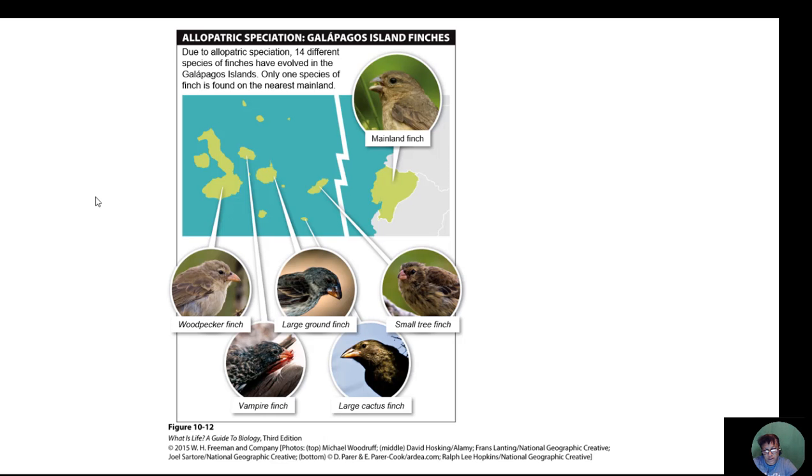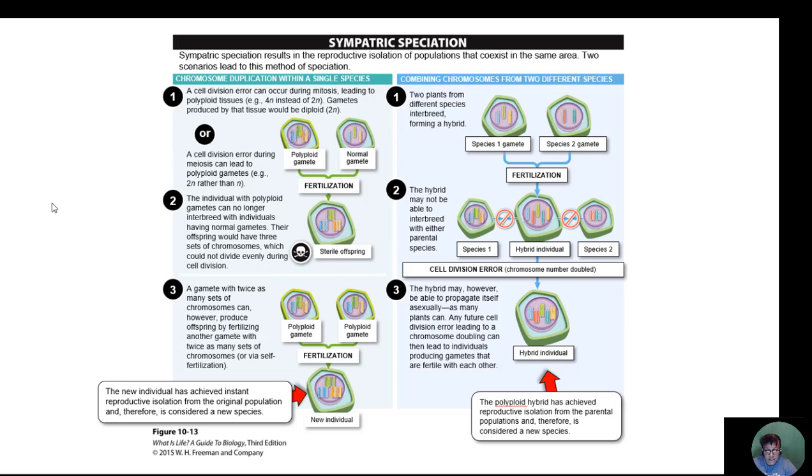So we can see allopatric speciation when we look at the Galapagos Islands, right? Due to allopatric speciation, there are 14 different species of finch that have evolved in the Galapagos Islands, and only one species of finch is found on the nearest mainland. So we have the mainland finch, and then we have these 14 different species in the Galapagos Islands. Allopatric speciation.